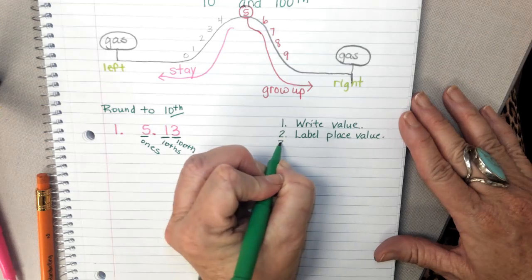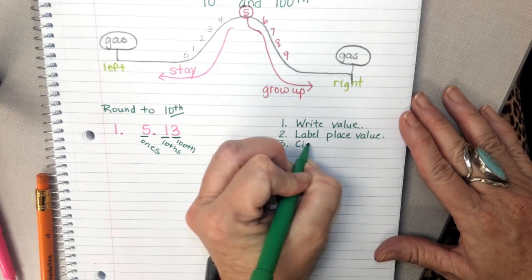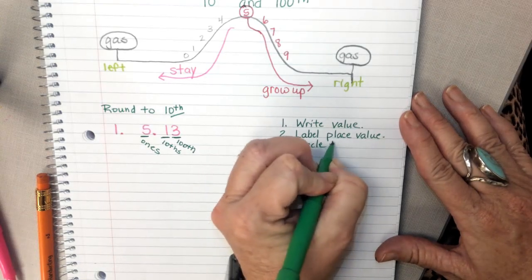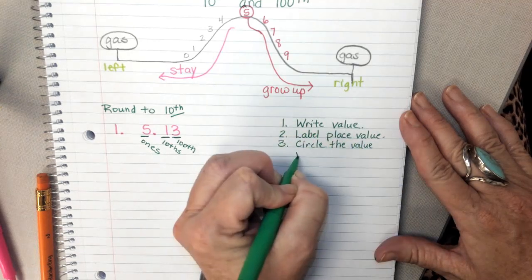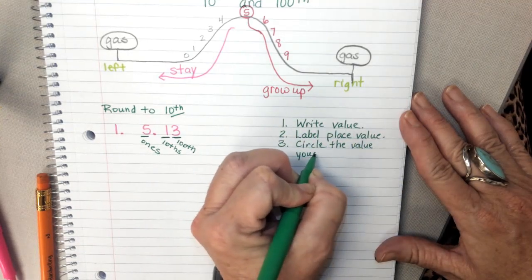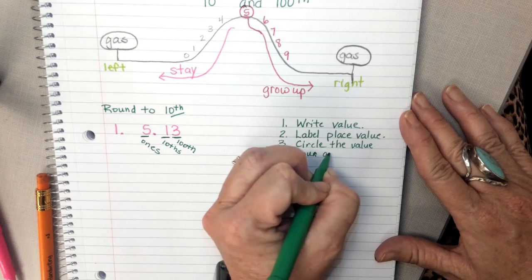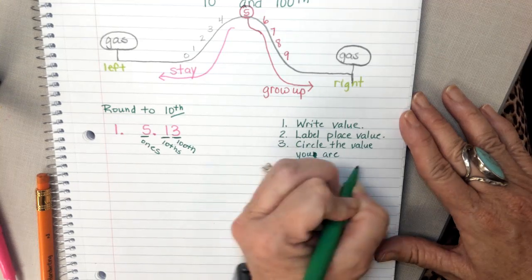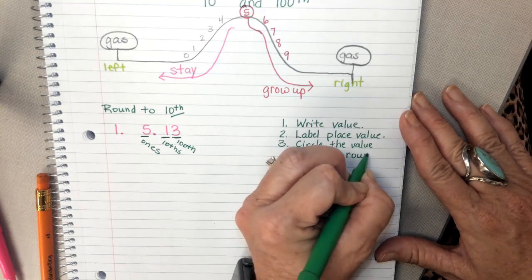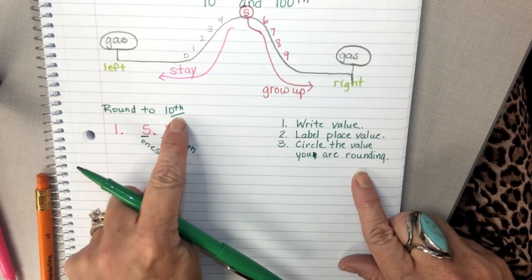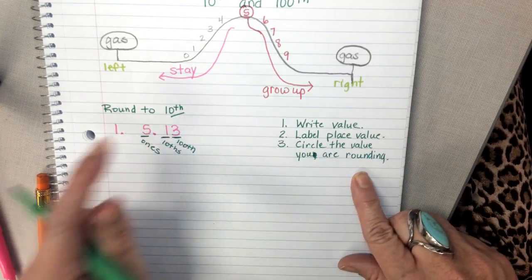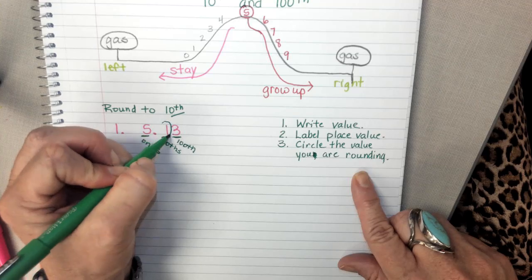Step 3, circle the value you're rounding. In this case, we're rounding to the nearest tenth, so I'm going to circle the digit in the tenths place.